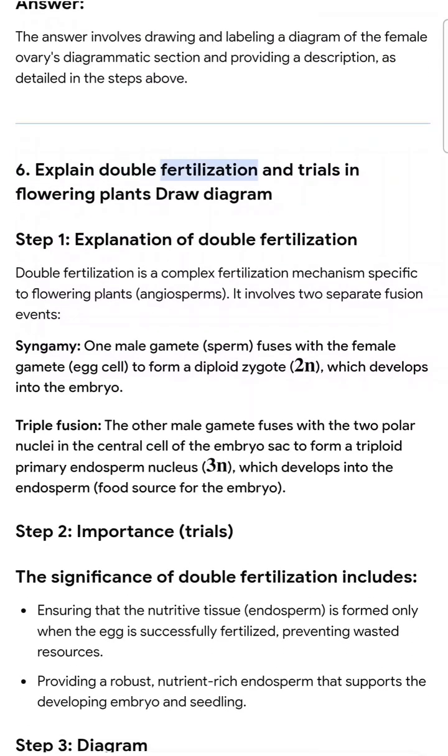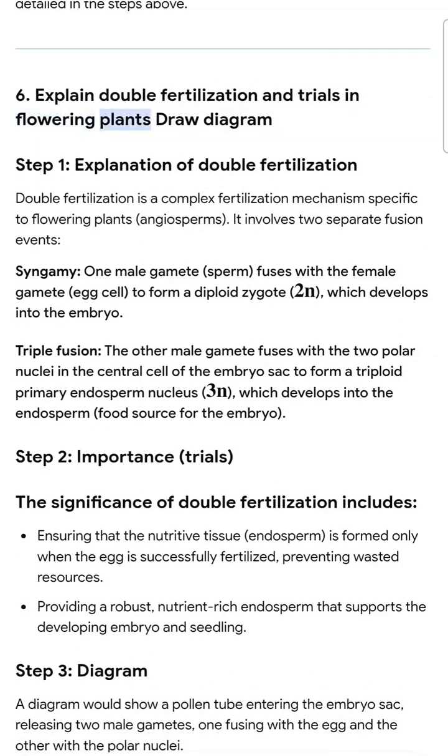6. Explain double fertilization and trials in flowering plants. Draw diagram. Step 1. Explanation of double fertilization. Double fertilization is a complex fertilization mechanism specific to flowering plants, angiosperms. It involves two separate fusion events.